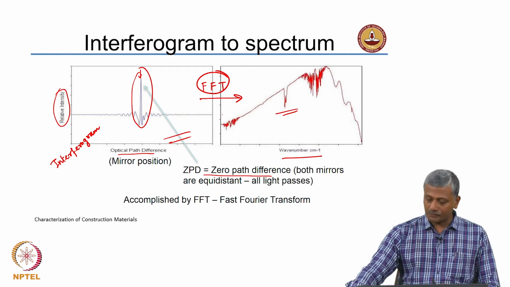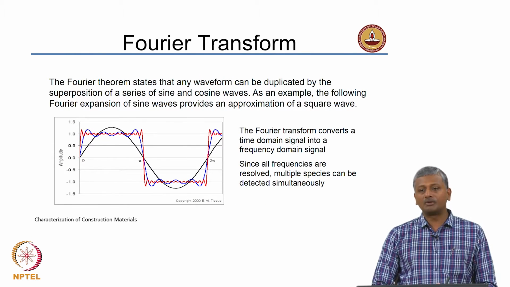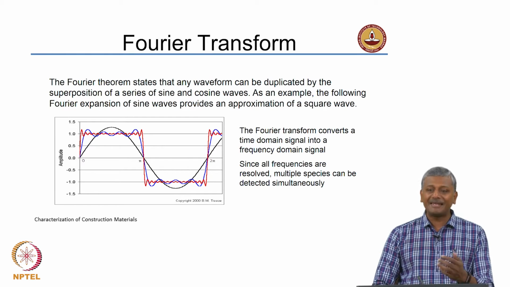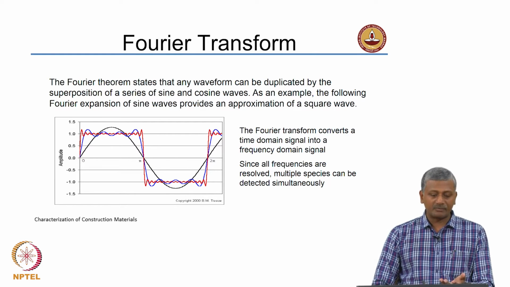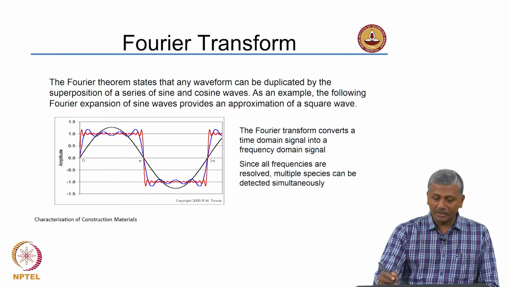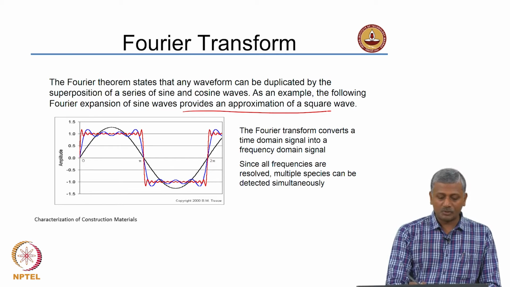So, what is the Fourier transform? This is something you have learnt in mathematics earlier. What we do in a Fourier transform is we are able to represent any function as a summation of sine and cosine waves. So, for example, here the Fourier expansion of a sine wave provides an approximation of a square wave.